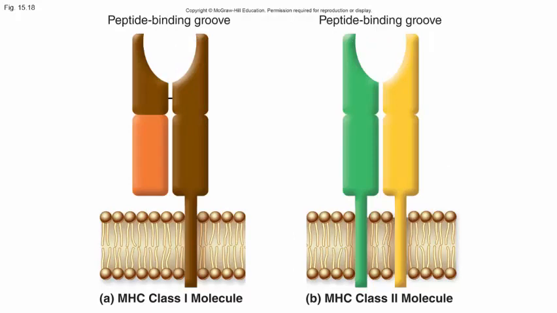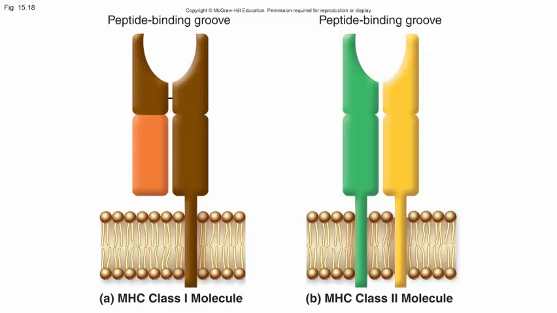Class 1 molecules are proteins that cells use to present antigen to cytotoxic T cells. MHC1 presents the antigen made within the cell, in other words, endogenous antigens. All nucleated cells have MHC1 on their cell surface. Okay, great.